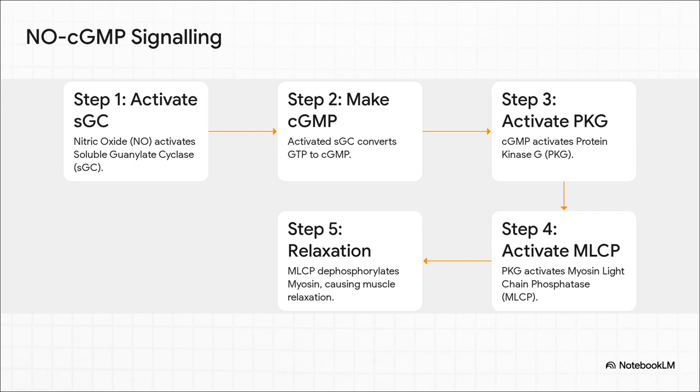Now, just as important as the on switch is the off switch, and in this case, it's an enzyme called PDE5, which comes in and breaks down cGMP, stopping the signal cold.